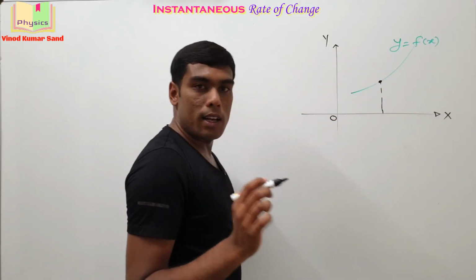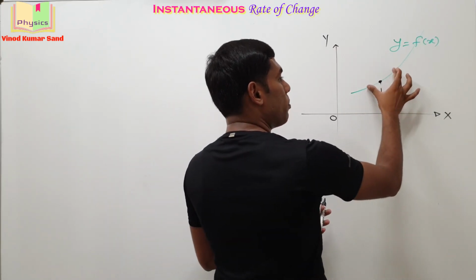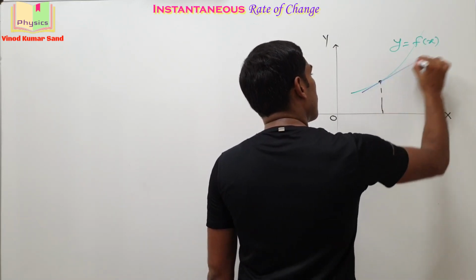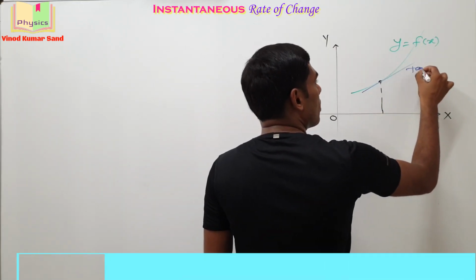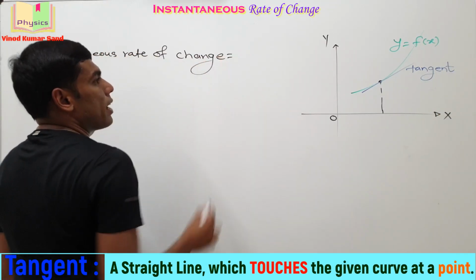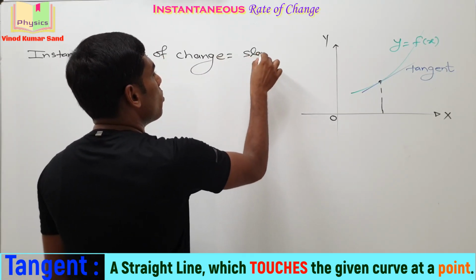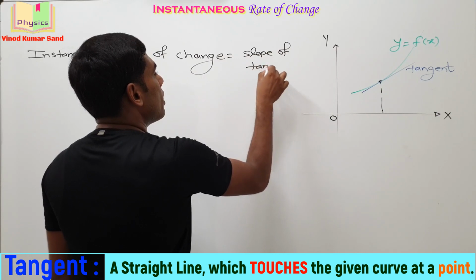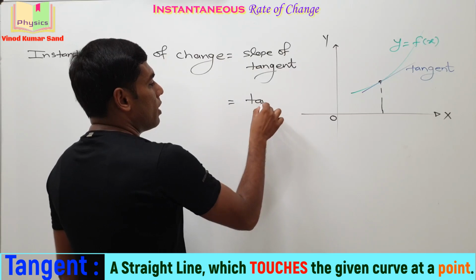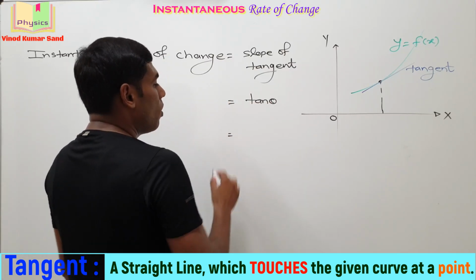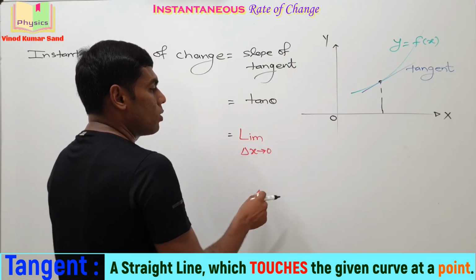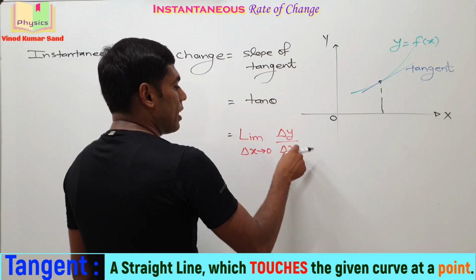So there will be a single point here only, because these two black points came as close as possible, they coincided, and then here will be a tangent, and the instantaneous rate of change will be actually equal to the slope of tangent. Okay, the slope of tangent can be again given equal to tan theta, or we will write the same thing as limit delta x tending to 0 del y by del x.